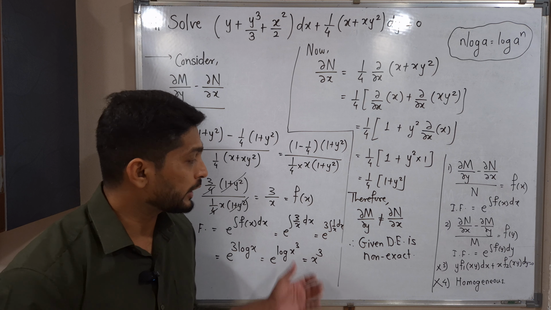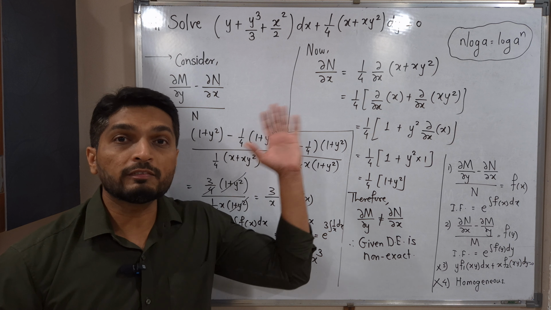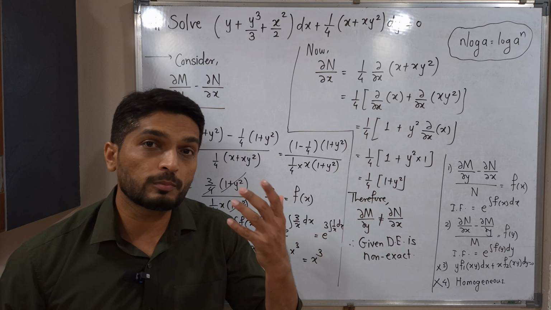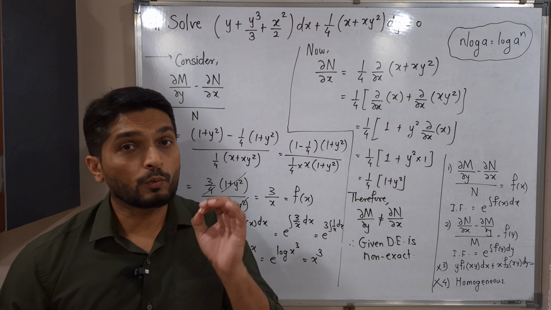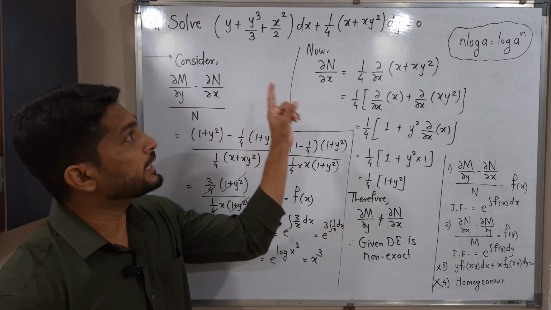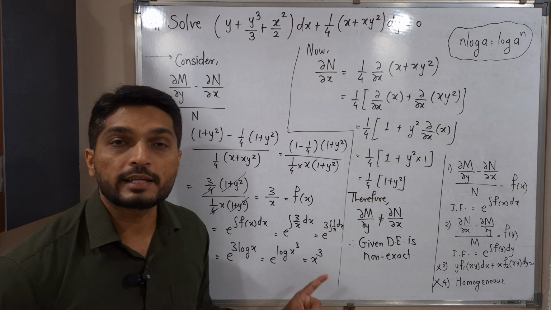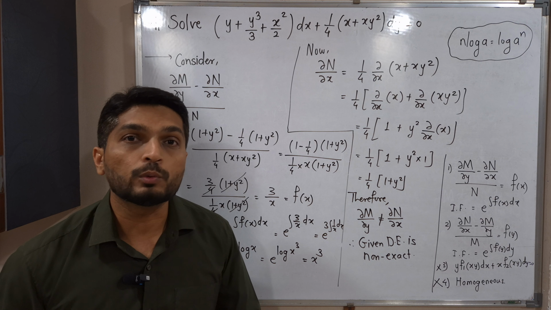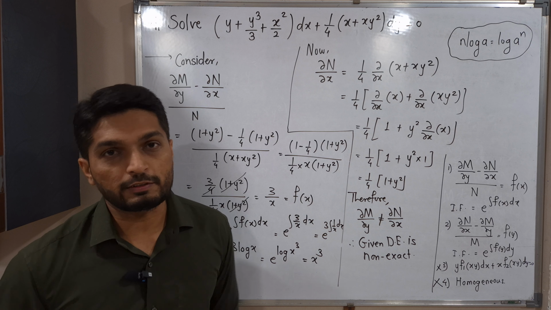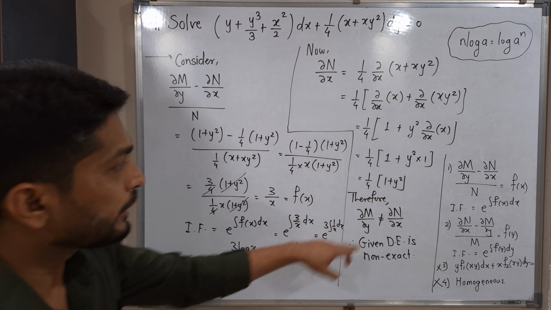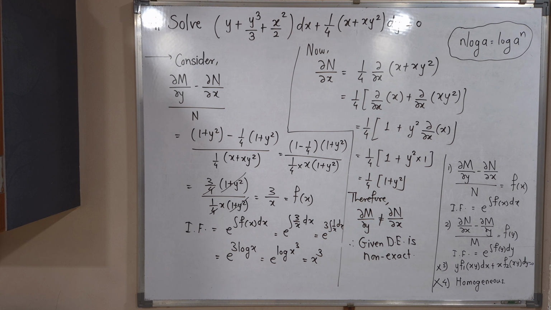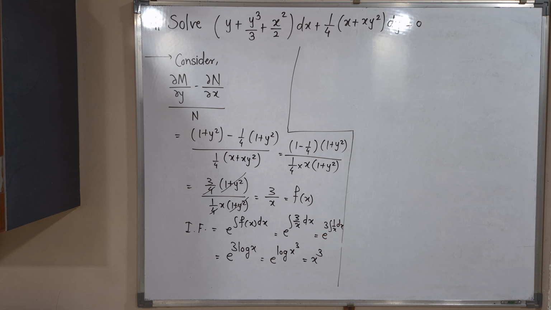That means it has the potential to convert the given non-exact differential equation into an exact differential equation. Now what will I do? I will multiply the given differential equation by this x cube, then it will be converted into an exact differential equation. Just a minute. So let us multiply the given differential equation by x cube.